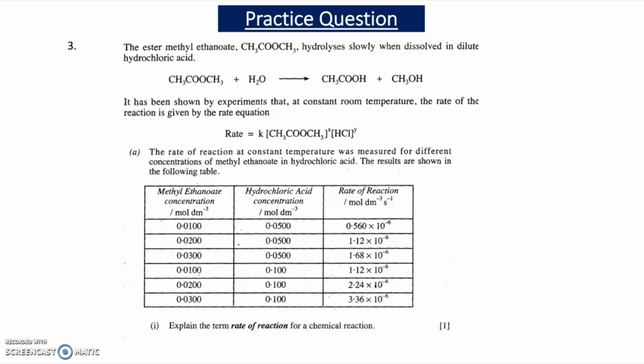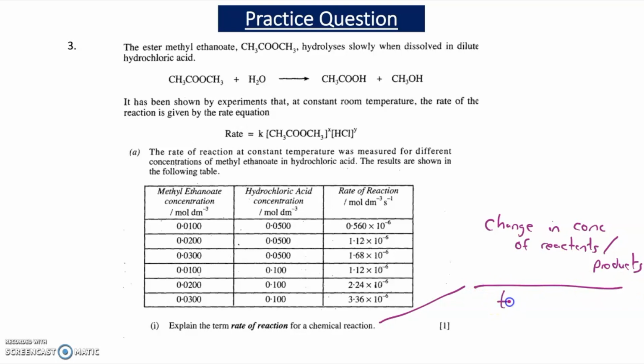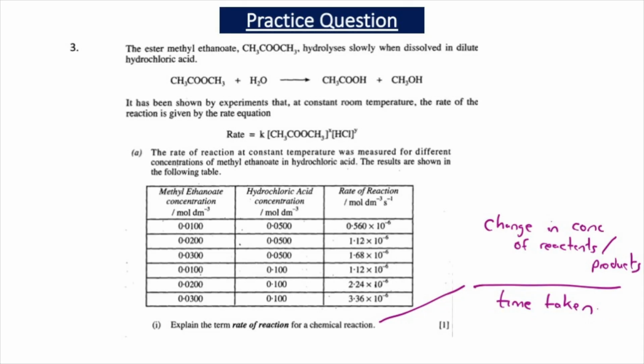So this question is looking at the reaction of an ester, methyl ethanoate, with water to form a carboxylic acid and an alcohol. And the question is asking you to define the rate of reaction. Well, this is the change in concentration of reactants or products with respect to time. So we can write this as the change in concentration of reactants or products over the time taken. And this is because it's a change in concentration of reactants or products with respect to time, and concentration is usually measured in moles per decimeter cubed seconds to the minus 1.